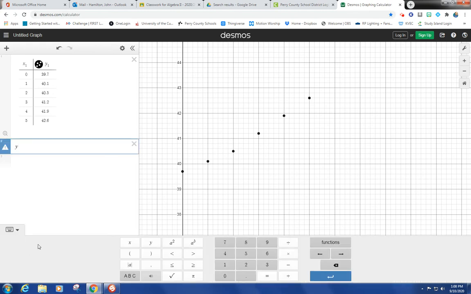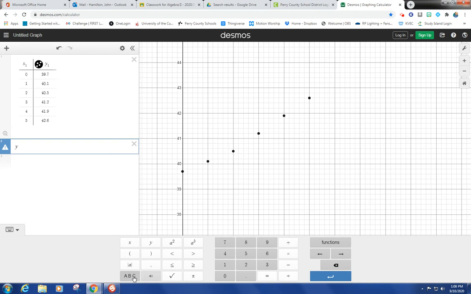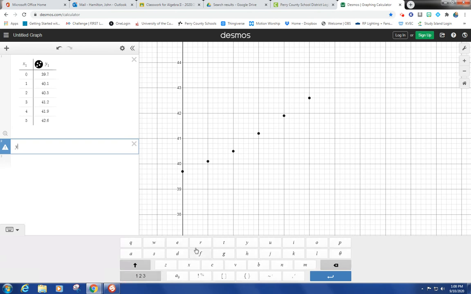You can bring that keypad back up, okay? And you can see if you hit this button right here that says ABC, it will bring up a whole other menu. And you'll notice right down here, you see a little A with a subscript B, okay? So if I hit A subscript B, it will allow me to put a little subscript number right there.